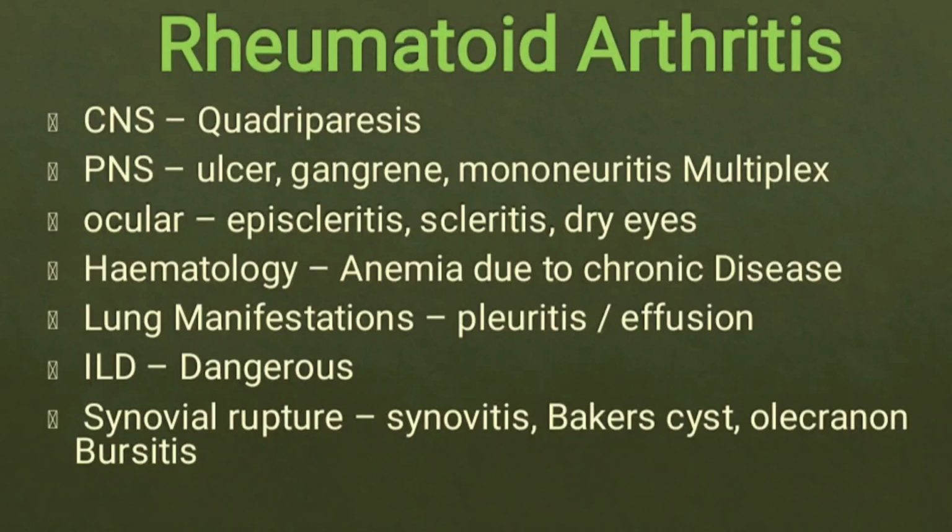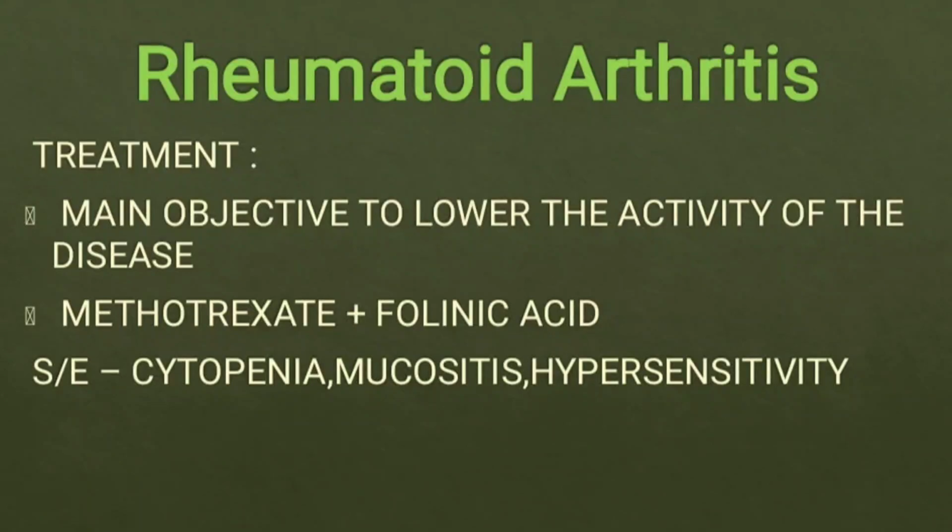And let's look into the treatment plan that we can offer to the patient with rheumatoid arthritis. The main objective of the treatment is to lower the activity of the disease, and the most common drug used is methotrexate. The course of treatment goes as 5 days of methotrexate with 2 days of folinic acid. And the most common side effects related to methotrexate are cytopenia, mucositis, and hypersensitivity.